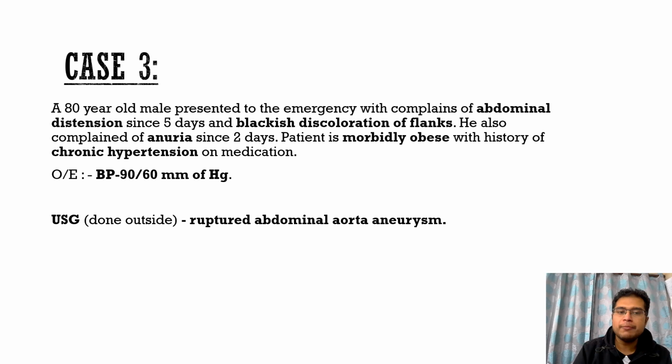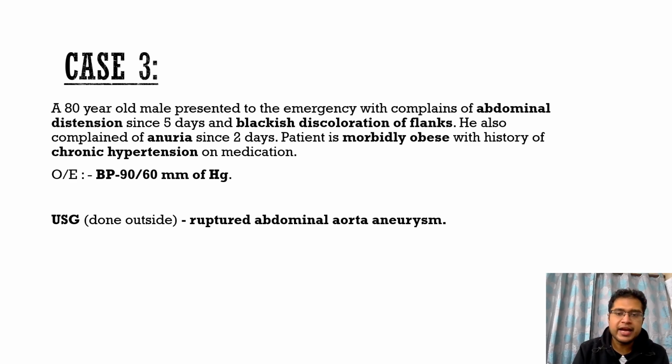Male who presented to the emergency with complaints of abdominal distension since the past 5 days along with blackish discoloration of the flanks. He complained of anuria since the past 2 days now, and patient was morbidly obese with a history of chronic hypertension. The blood pressure was 90 by 60. This patient was hypotensive. And on ultrasound, which was done outside, it revealed a ruptured abdominal aortic aneurysm.